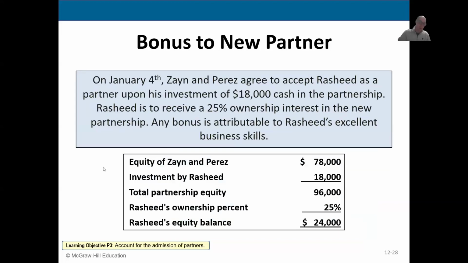Let's say the agreement said a bonus even gets paid to the new partner. Great. The new partner owns 25% of the business. They brought in an investment of $18,000 in cash into the partnership and is expected to receive 25% of the business. So we go through that same process. Current balance of the existing partners plus the investment of the new partner equals the total partnership equity times 25% ownership for the new partner gives the new partner's equity balance of $24,000.